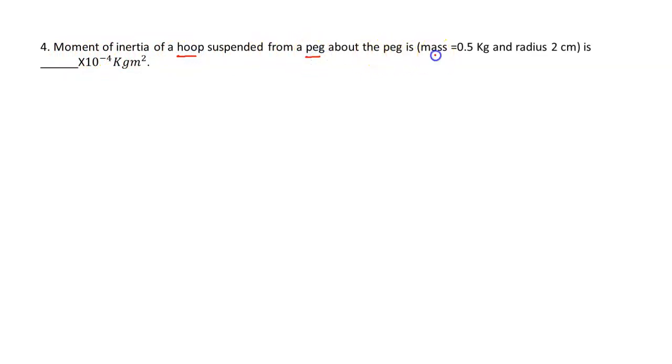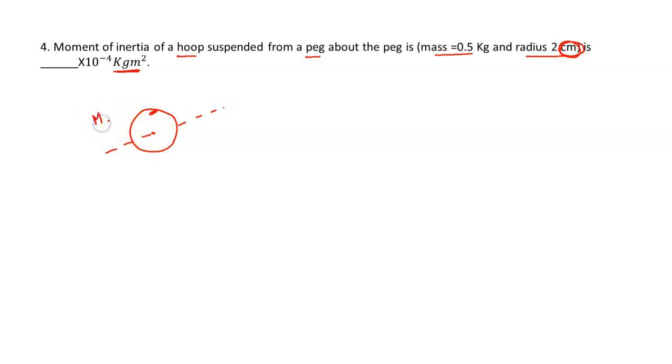About the peg, the mass and the radius are given. Here you have to observe that the radius is given in centimeters and the answer is required in kg meter square. A hoop is nothing but a ring. The ring is hanging about a peg. You can consider the peg as a nail. So this is similar to a hanging ring.